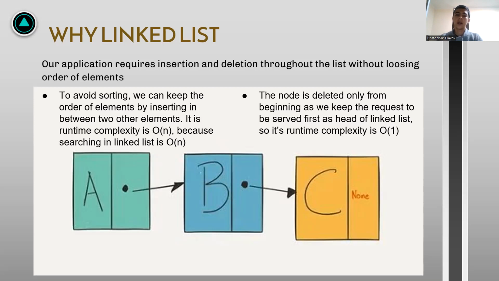In this order, we can keep our data sorted. So the node is deleted only from the beginning, as we keep the request to be served first as the head of the linked list. So its runtime complexity is O(1). The request which should be served first is kept as the head of our linked list, so deletion takes O(1) time complexity.